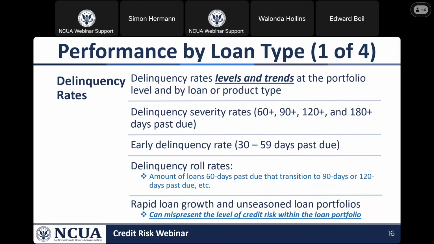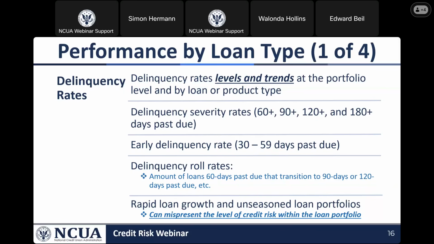A common issue that examiners have observed in examinations is a lack of reporting on the severity of delinquencies. Two different credit unions could have the same delinquency rate, but still have drastically different credit risk profiles, depending on the severity of delinquencies at each credit union.